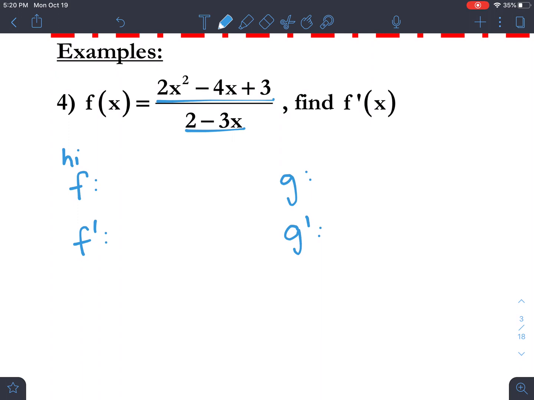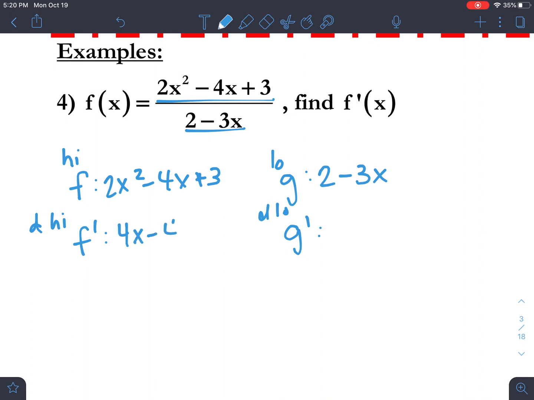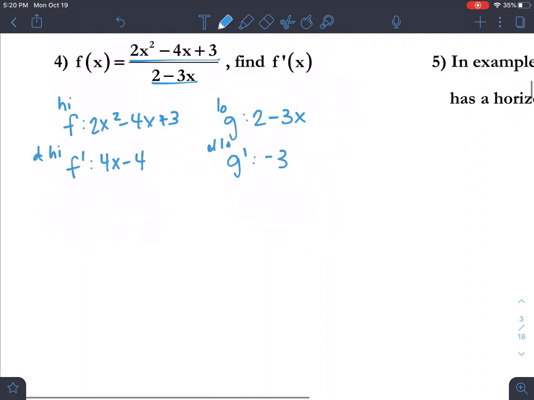Okay, so if you want to write yourself a note, this is high, this is d high, this is low, this is d low. All right, so the first, we've got 2x squared minus 4x plus 3, and our low function is 2 minus 3x. Derivative of the high function, or d high, would be 4x minus 4, and derivative of the low function is negative 3. Okay, so the order does matter here. So we're going to say to ourselves kind of the same situation here. So f prime, it says find f prime of x, given f of x. And you have it all written down. Okay, if you feel good about that whole section, we're just going to follow that pattern.